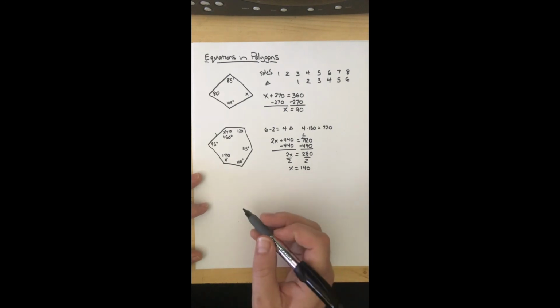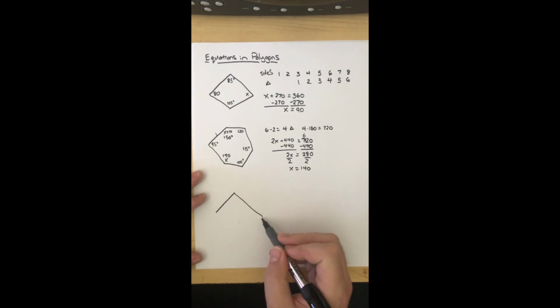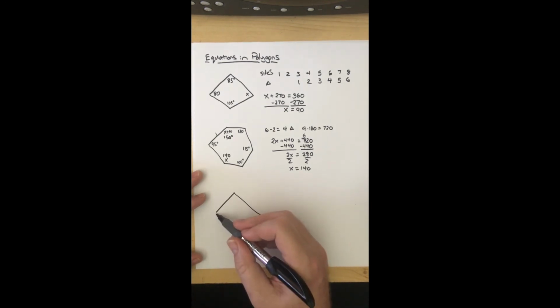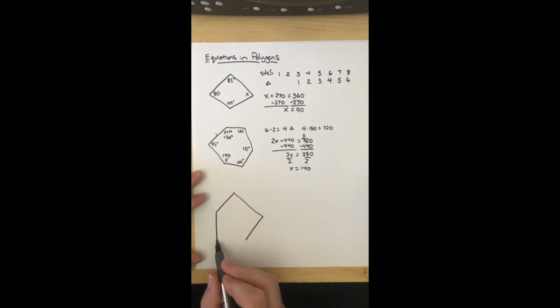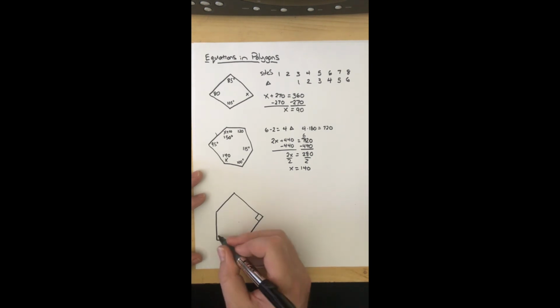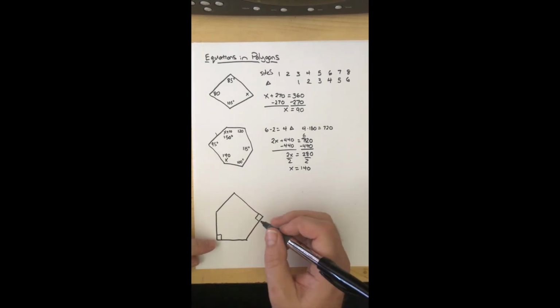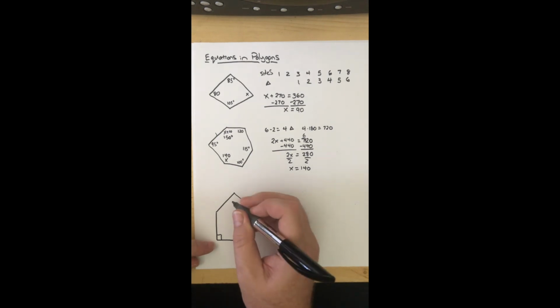Let's do another one. Okay. Ooh, dink and dink. Well, we know what those are. And then, this one looks like 100.